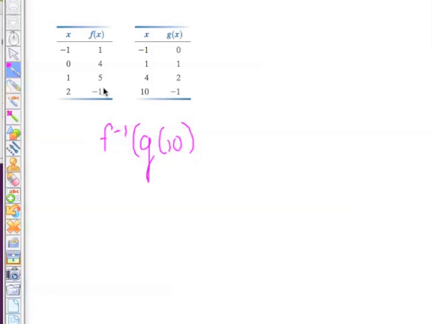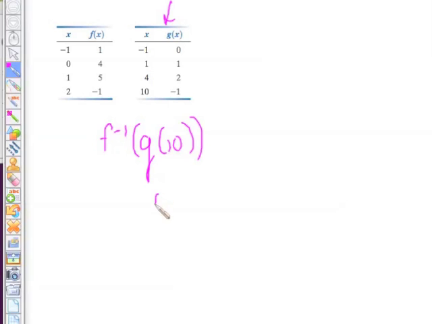All right, in this example, we're going to use an inverse numerically to do some sort of a composition of functions. So with this problem, I need to start on the inside. So I'll grab my pencil here. I'm going to start at g of 10, and this should have an extra parenthesis. So this is g of 10.